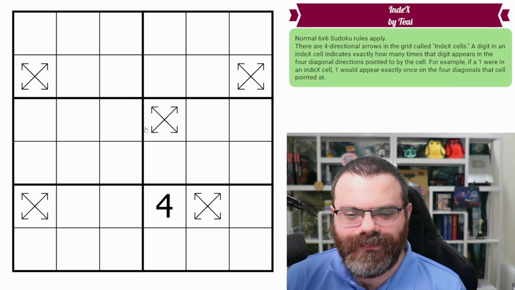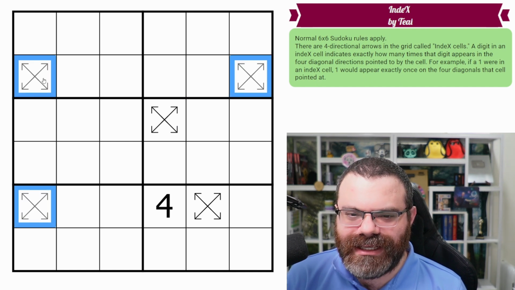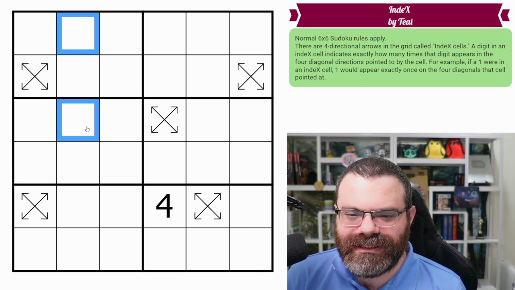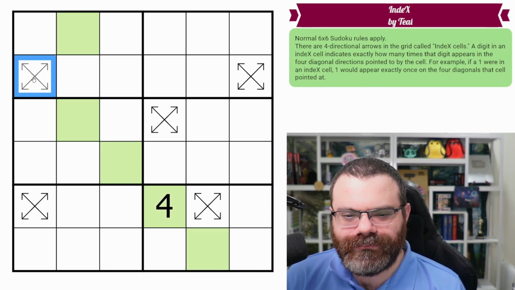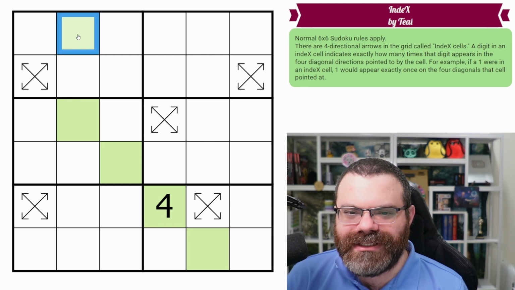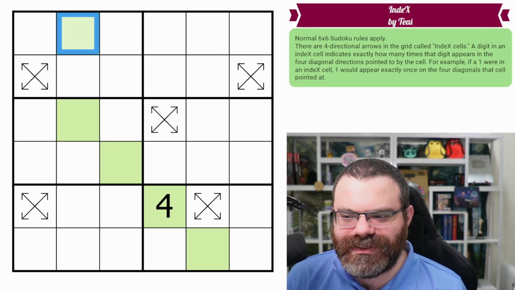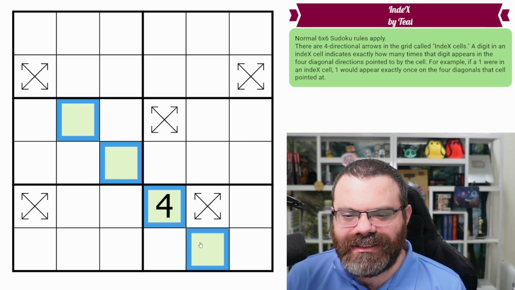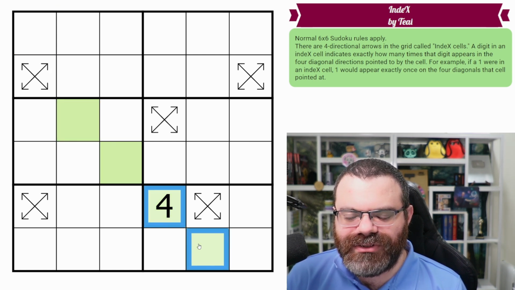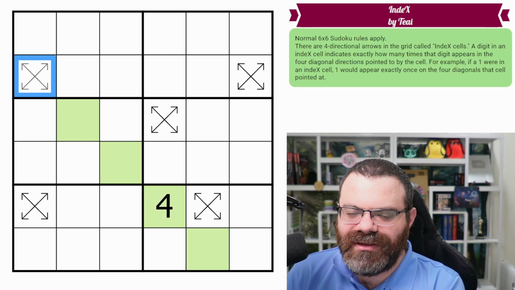Okay, well, my eye is drawn to all of these because they can't have too many. Let's just start here. So this guy sees these cells. But obviously this cell can't be the same as this one, so we can ignore that. Whatever digit goes here has to appear that many times in these green cells, but these green cells are in 2 boxes only. So this can only be a 1 or a 2.